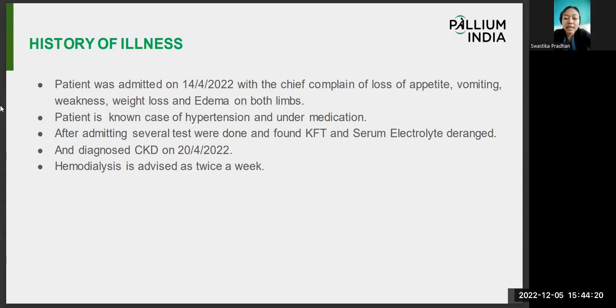Coming to the history of illness, the patient was admitted on 14th April 2022 with a chief complaint of loss of appetite, vomiting, weakness, weight loss, and edema on both limbs. The patient is a known case of hypertension and under medication. After admission, several tests were done and KFT and serum electrolytes were found deranged, and CKD was diagnosed on 20th April 2022. Hemodialysis is advised twice a week.